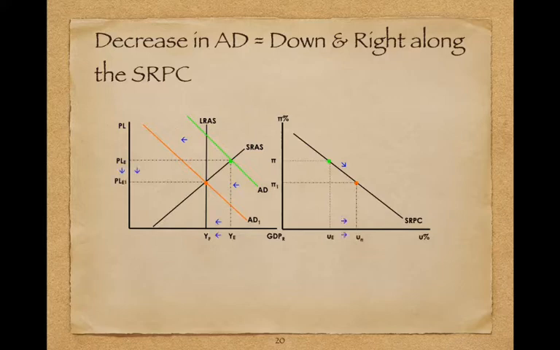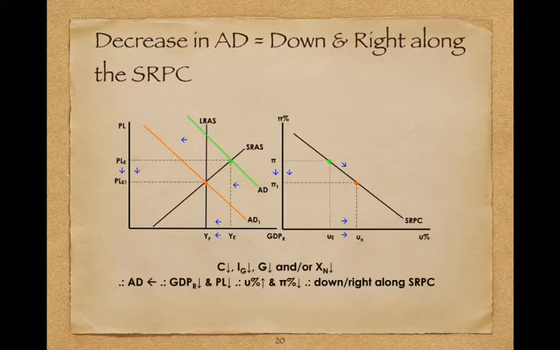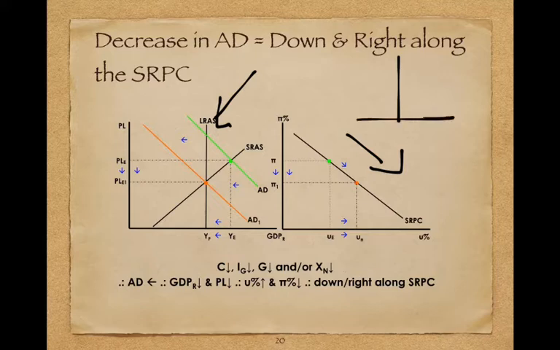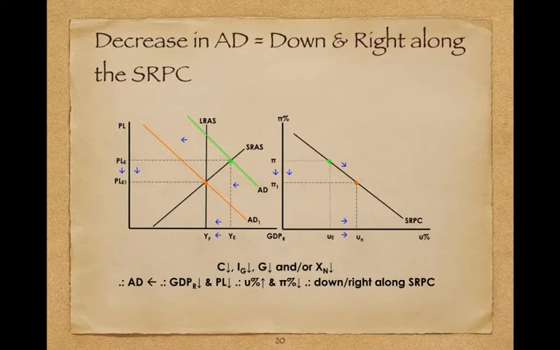If I shift AD down and to the left, that means I'm going to move over here down and to the right. If this was a mirror, one side is going down and to the left, and the other side would go, mirror of it, down and to the right. So if one of those factors changes in a decreasing manner, it causes the opposite effect. Aggregate demand would get smaller, therefore causing real GDP and price to get smaller, therefore causing the unemployment rate to go up and the inflation rate to go down. All right?